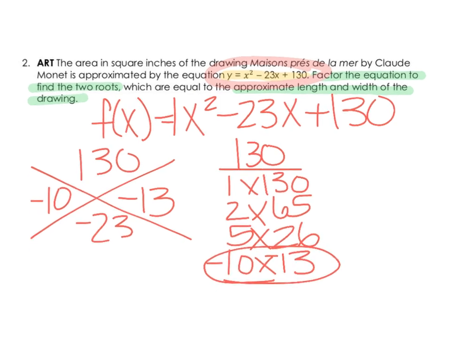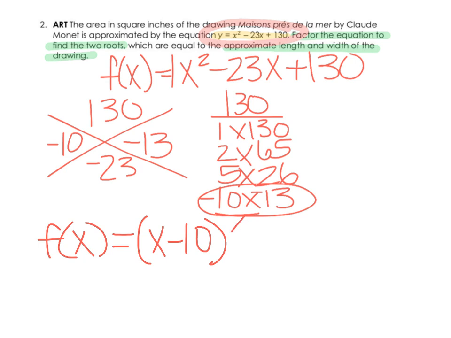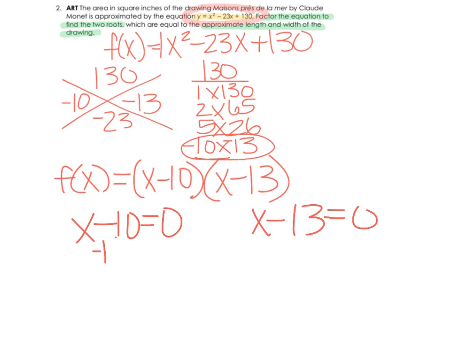So then we're going to write this function in factored form. So f of x equals x minus 10 times x minus 13. There's our function in factored form. Now, if we want to solve for the two roots, we set each of these factors equal to 0. So x minus 10 equals 0, x minus 13 equals 0. Add 10 to both sides. So x equals 10.